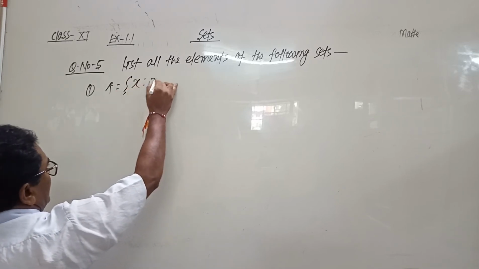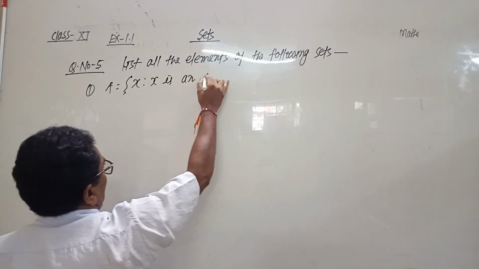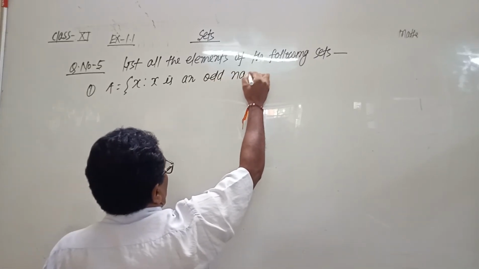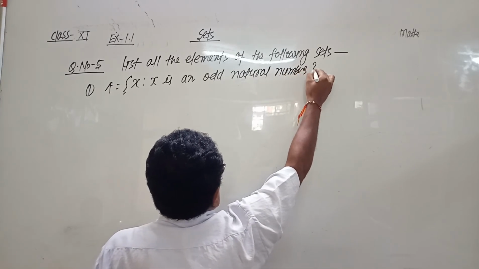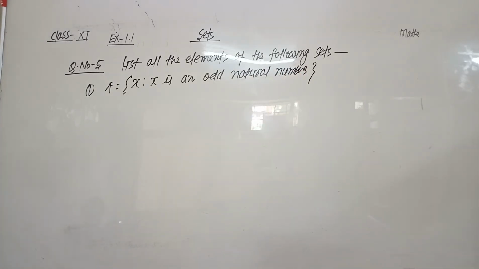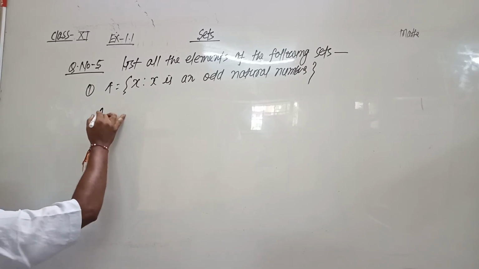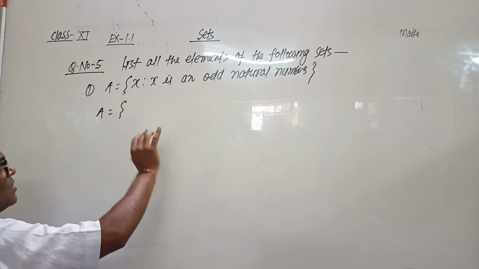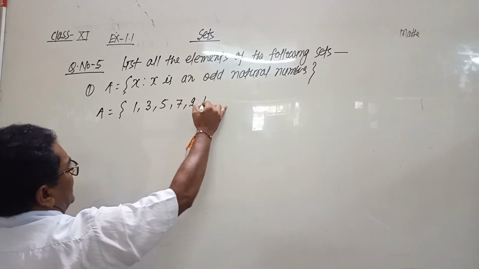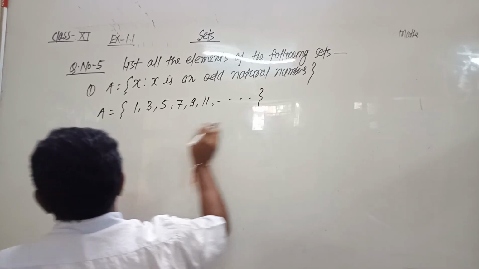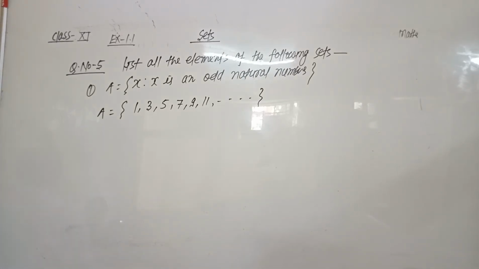So we have to write the elements of the given set. Odd natural numbers are given by the elements 1, 3, 5, 7, 9, 11 and so on. So we have to list all the elements which are odd natural numbers, which will be 1, 3, 5, 7, 9, 11.